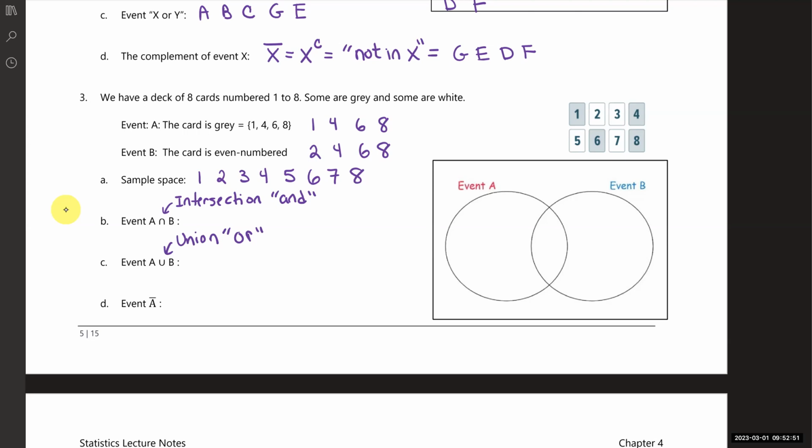So let's do intersection. We're looking for outcomes common to both groups. So I'll just highlight them here. They share a 4. They share a 6. They share an 8. So I'm just going to put this over here. The answer here is they share a 4, a 6, and an 8. So those numbers are common to both sets. So the 4, the 6, and the 8 are part of both event A and B.